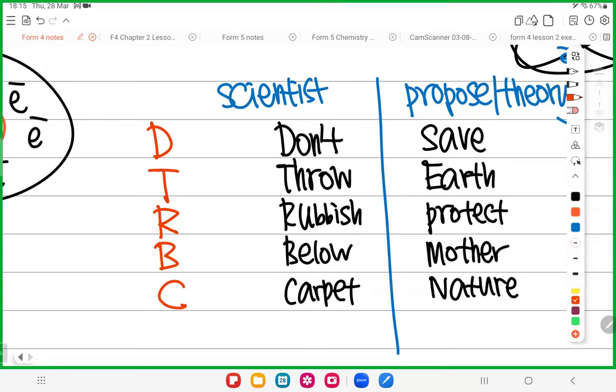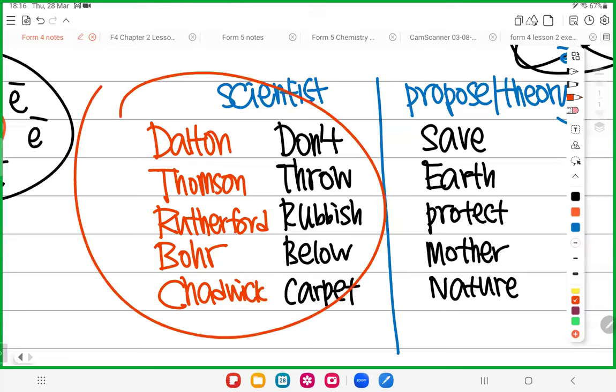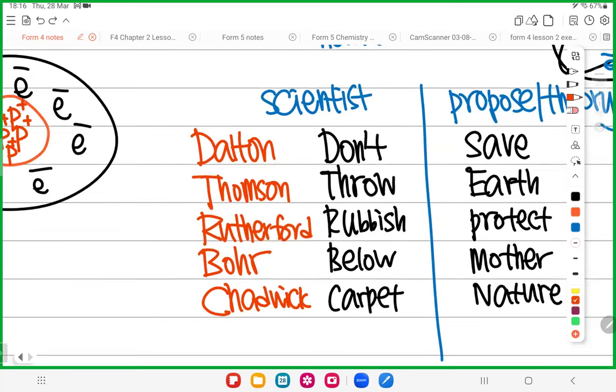Okay. So D is Dalton, okay? T is Thomson. R is Rutherford. B is Bohr. C is Chadwick, okay? Because this part normally they ask you in objective one. So as long as you know part of the name is okay. Because normally it's very easy. For example, they ask you, oh, who proposed this? Then you know, oh, Dalton, that's it. You don't even need to memorize the full name, you know?